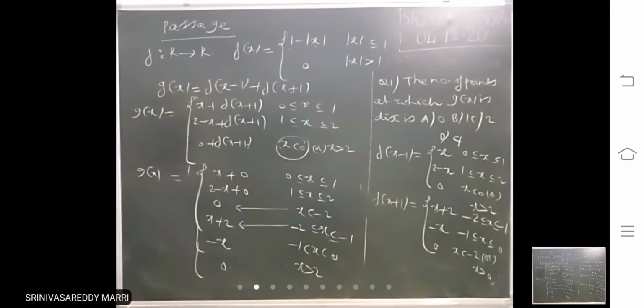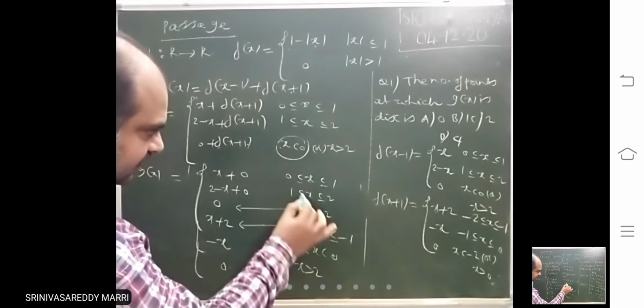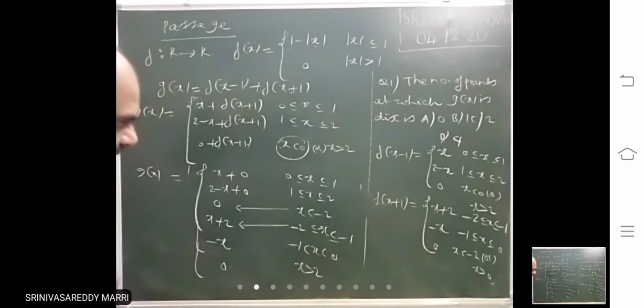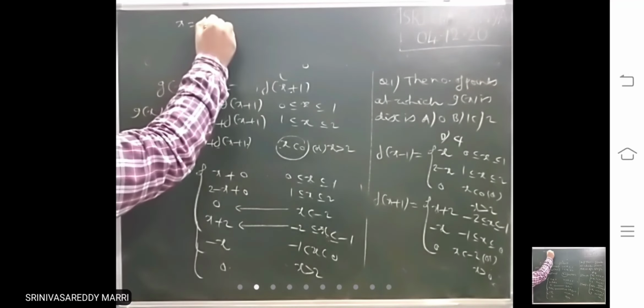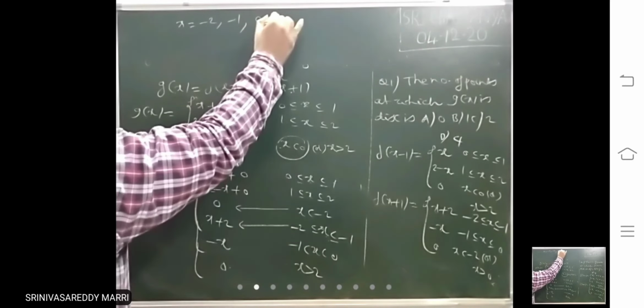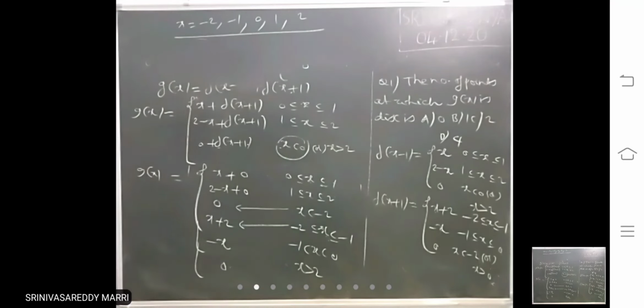Now, where are the rule changing points? Look at first minus 2 to minus 1, and then minus 1 to 0, and then 0 to 1, 1 to 2, greater than 2. That means rule changing points are minus 2, minus 1, 0, 1, 2. These are the rule changing points.